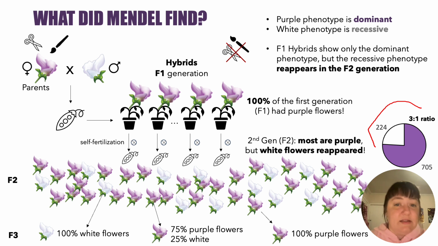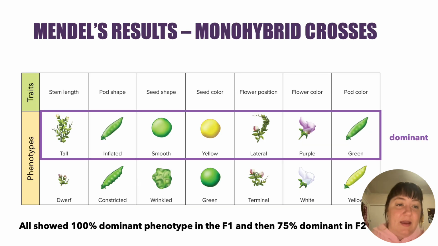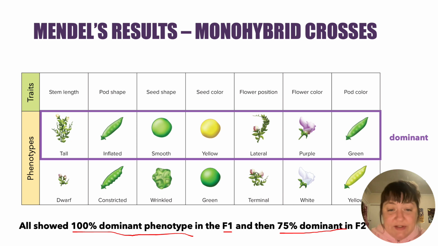In F1 hybrids, they only show the dominant phenotype, but then the recessive phenotype reappears. So you can remember: recessive reappears. And yeah, he didn't just do that for flower color. He did it for 7 different traits shown here. And all of them showed the same thing: the F1 hybrids all showed the dominant phenotype, so 100% dominant phenotype in the F1. And then in the F2 generation, he saw 75% showing the dominant phenotype, just like with the purple flowers.